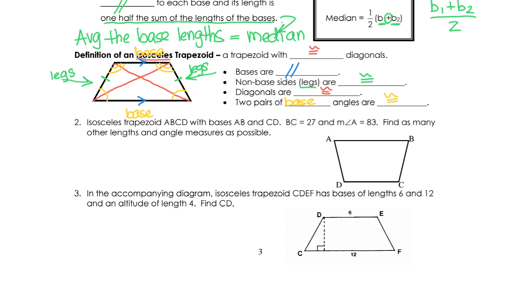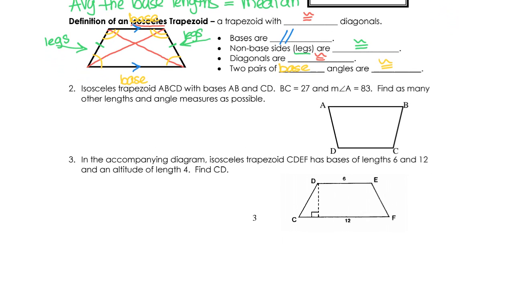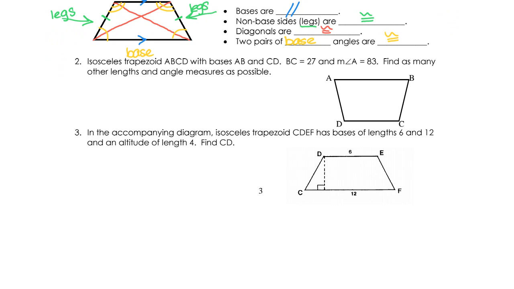All right, in number 2 here, it says isosceles trapezoid ABCD with bases AB and CD, so we know that those are the parallels. They also said that it's isosceles, so we can go ahead and put our markings in. We know that it has two pairs of base angles that are equal. We also know that these two sides, called the non-base sides, have the same length.